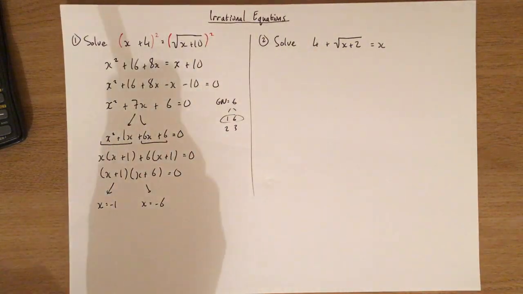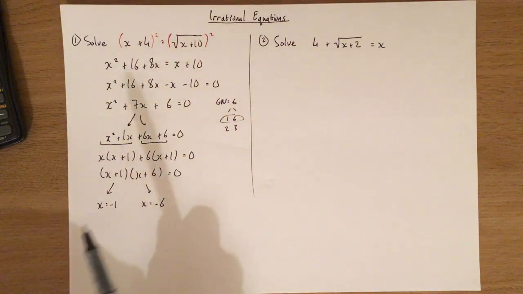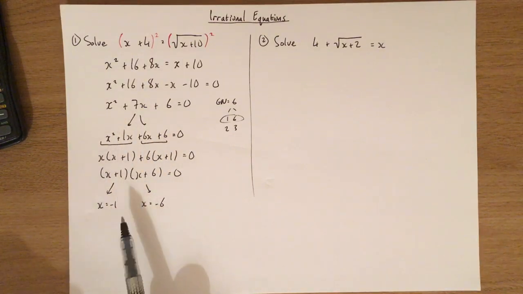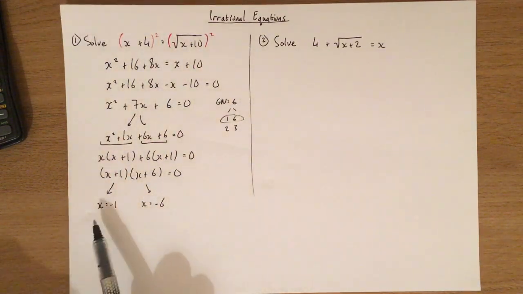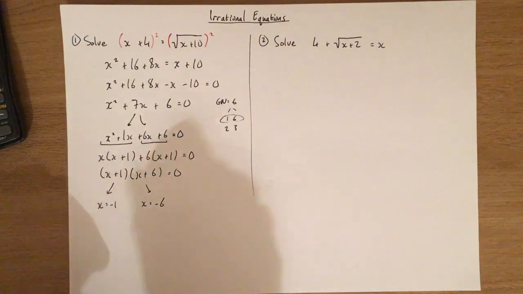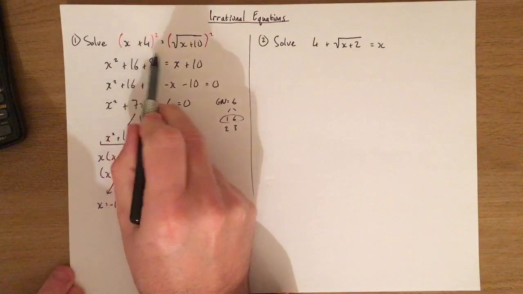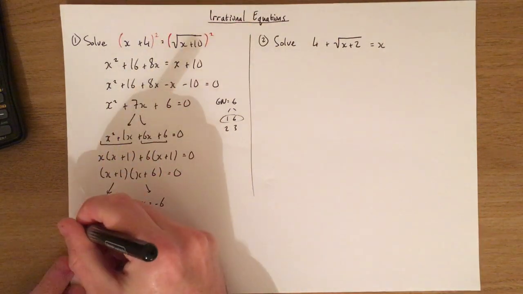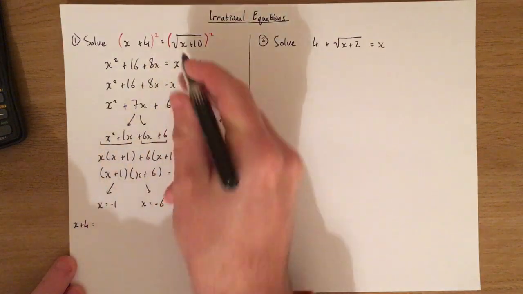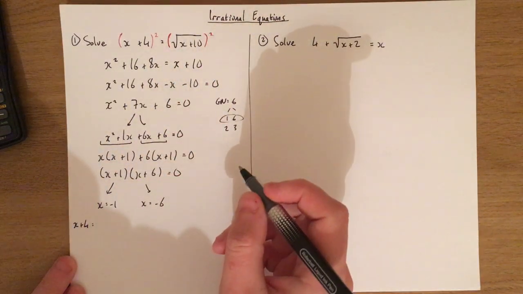Now, these irrational equations are always ones where you need to check your two solutions, okay? So check if these answers work with the original equation, okay? So the original equation, remember, is x plus 4 equals the square root of x plus 10.